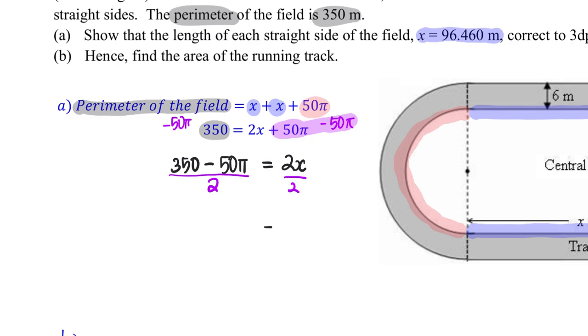So eventually my x will be equal to 350 minus 50 pi, divided by 2. That will give me 96.460 when I round it off to 3 decimal places. Shown.